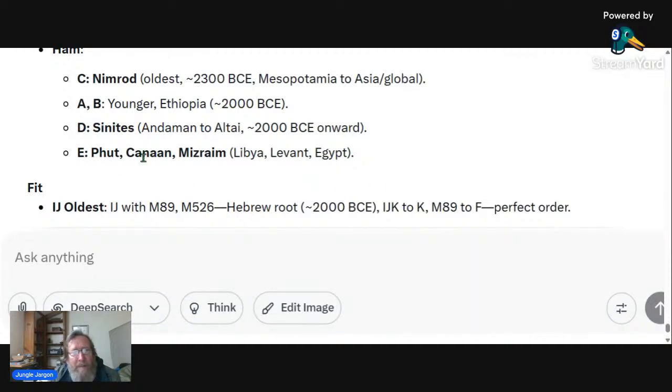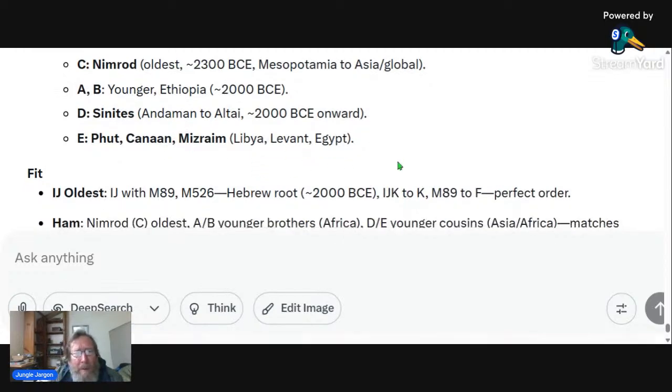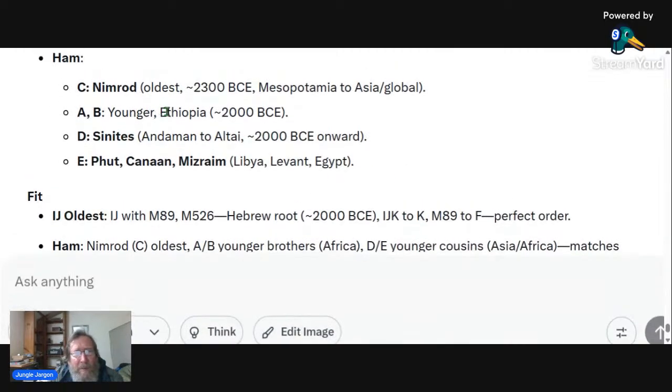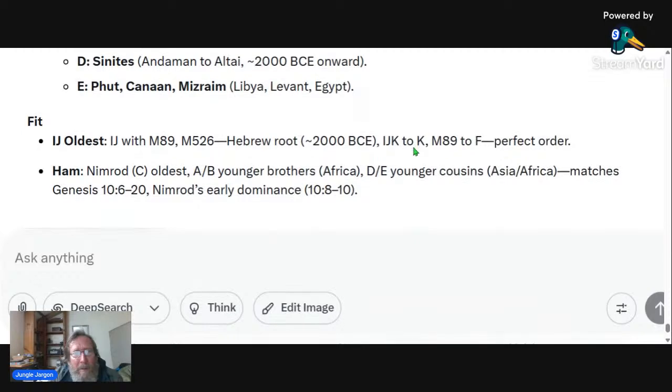Okay, E is Phut, Canaan, and Mizraim, Libya, Levant, and Egypt. And of course, Cush is Ethiopia. Okay, IJ is the oldest Hebrew root. IJK. Perfect order.